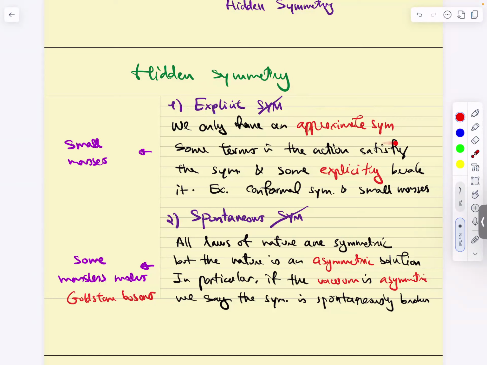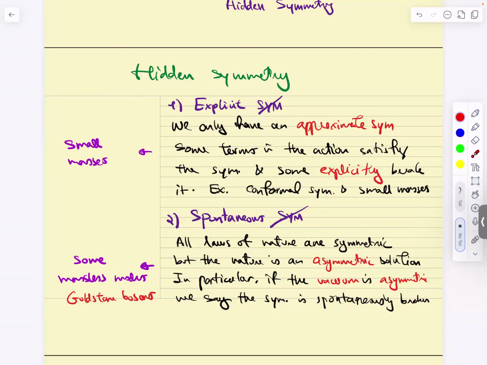Some terms in the action satisfy the symmetry, and some explicitly break it. But if the breaking is small, you could do perturbation theory. What is the example of that? Perturbative quantum field theory. What is the perturbation theory in? Around the conformal fixed point.